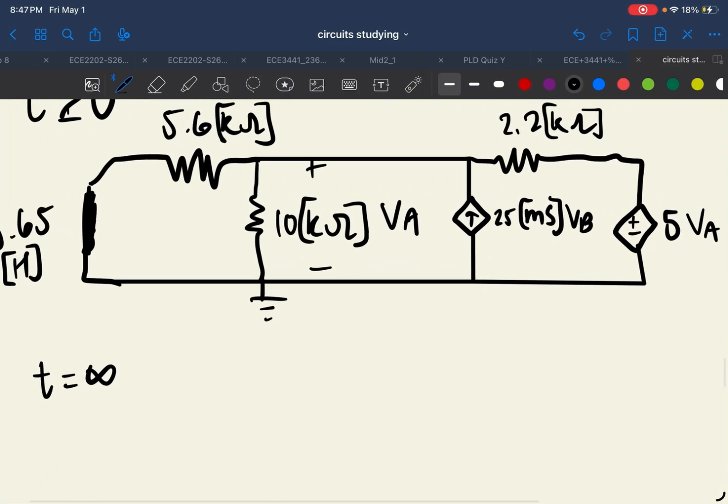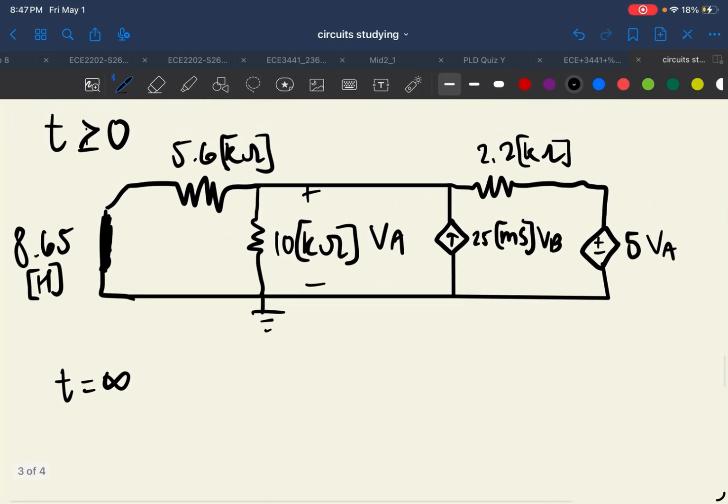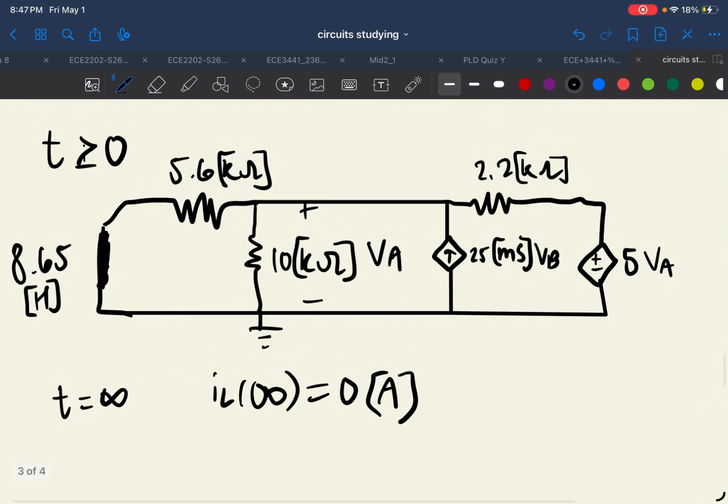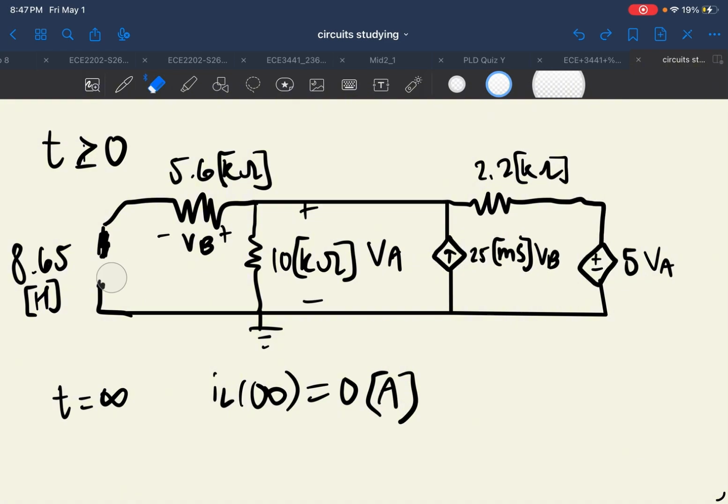What's really interesting is you can look at the circuit and already know the answer. IL of infinity is going to be equal to 0 amps, and let me explain why. It's because there's actually no independent source connected to this circuit at all. There's no battery, there's no current source. You can do a node voltage, that's completely fine, but there is nothing connected here, so there's no point in doing that. You could, but I'm not going to do it because there's nothing supplying it. So it's going to be 0.